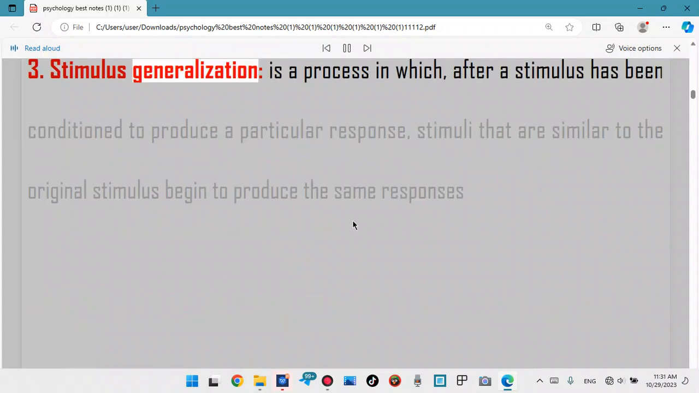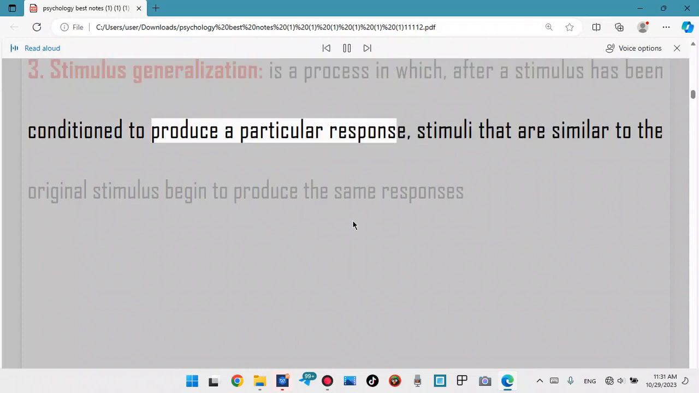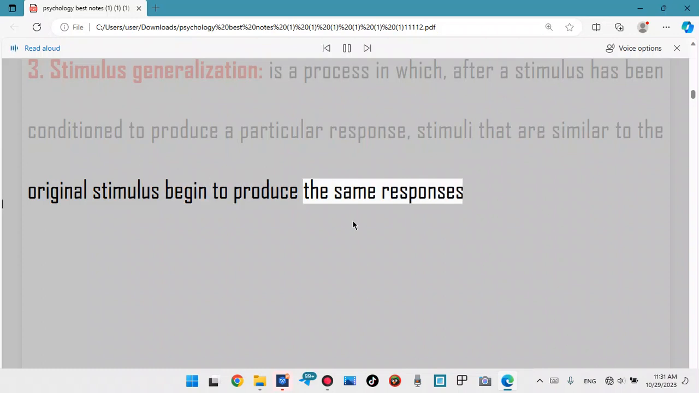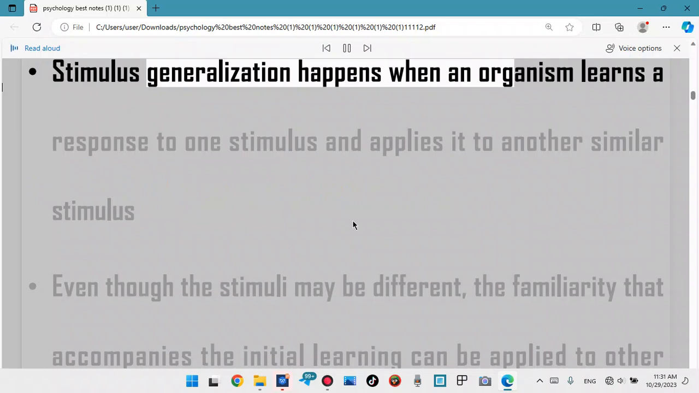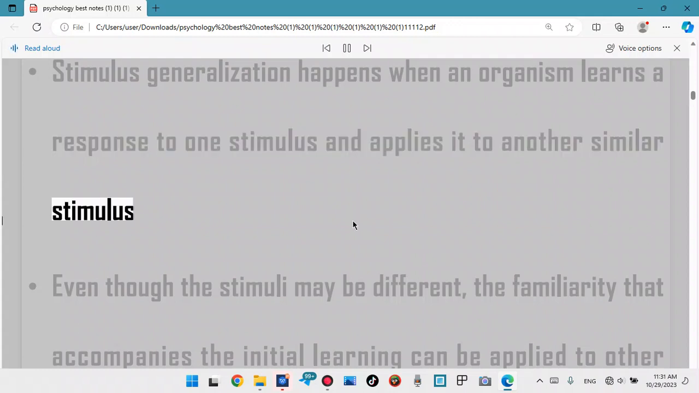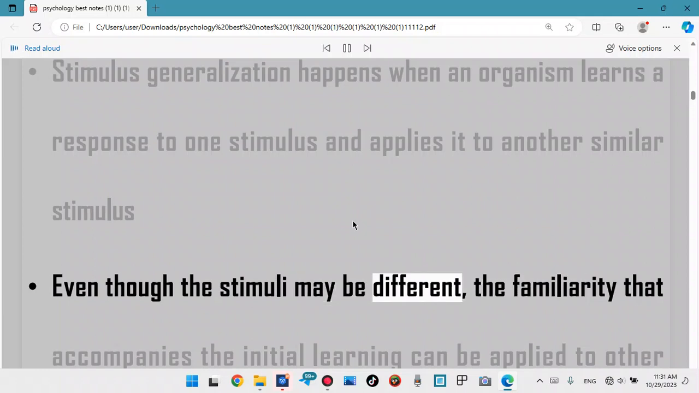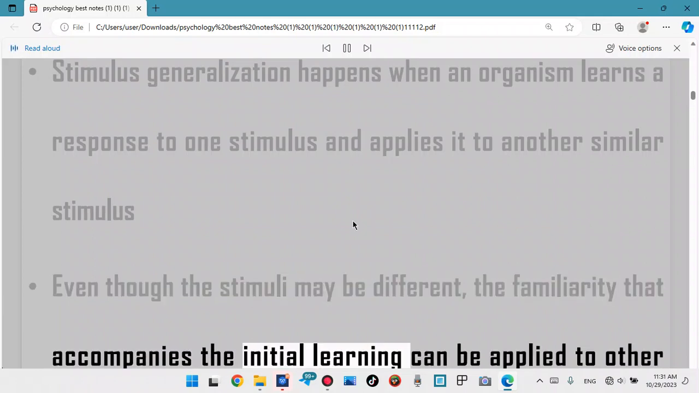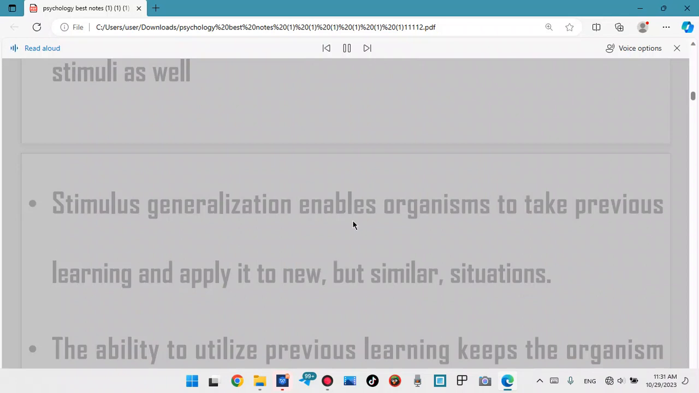3. Stimulus generalization is a process in which, after a stimulus has been conditioned to produce a particular response, stimuli that are similar to the original stimulus begin to produce the same responses. Stimulus generalization happens when an organism learns a response to one stimulus and applies it to another similar stimulus. Even though the stimuli may be different, the familiarity that accompanies the initial learning can be applied to other stimuli as well.